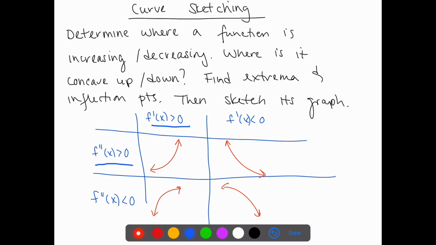Bottom left, that would be increasing and concave down. And then if you take a look at the column to the right, that shows you what the graph looks like if it's decreasing and concave up, and then decreasing and concave down. So those are really the 4 options when we're creating the graph of our function.